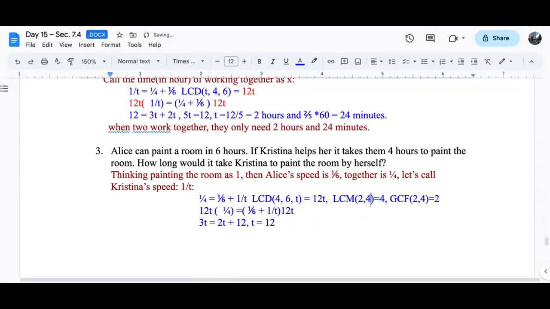Let's say 6. The greatest common factor of 2 and 6 is still 2, right? But then 6 has 3 in it. So this should be 12, isn't it? No, 2. So the greatest common factor is 2, because 6 is a multiple of 2 in this case.